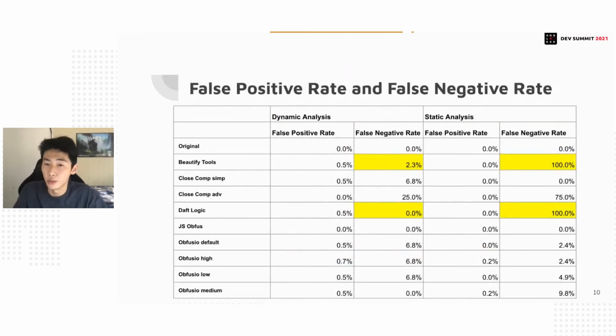In here, we can see that the false negative rate for build-file tools and draft logic is 100%, meaning that all fingerprinting scripts identified in the control group were misclassified after they were obfuscated. In dynamic analysis, however, it was able to handle the build-file tools and draft logic obfuscation with much success. We can see the decrease of accuracy of build-file tools and draft logic is caused by false negatives.